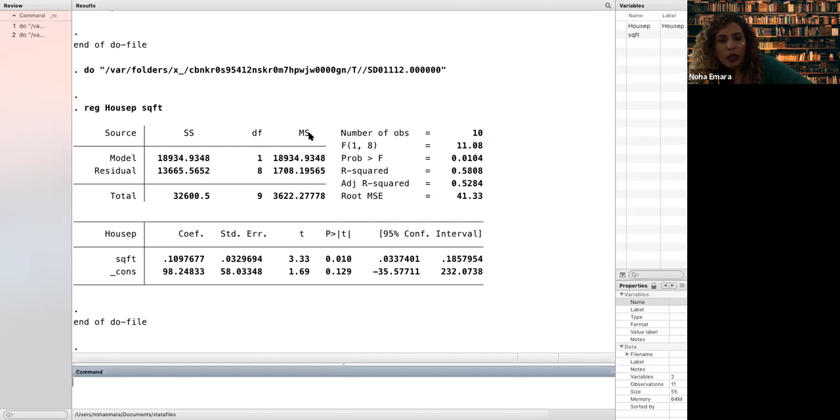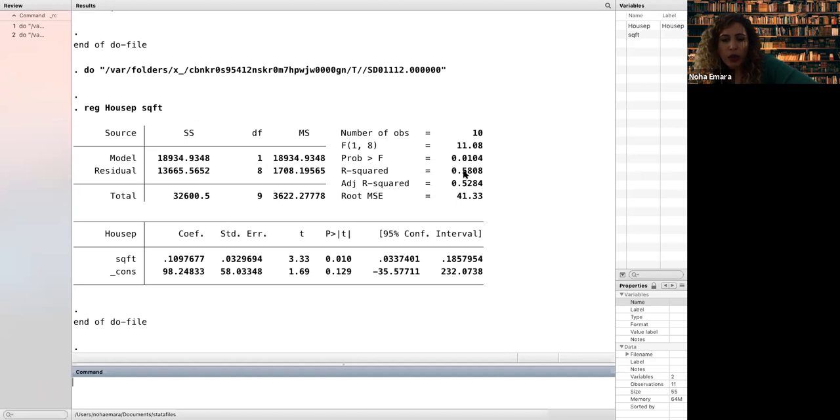What about the mean squares? You just take this one, divide by this one, and you get this one. Again, this one divided by this one, you get this one. Of course, the addition of these two gives you the total degrees of freedom, and if you divide the total sum squared by it, you get the total mean squared.